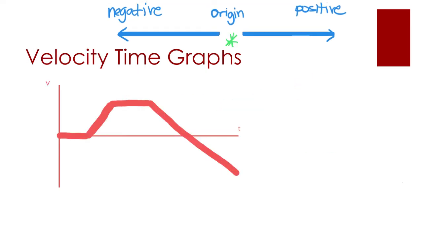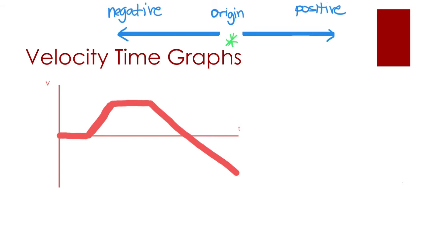Okay, so let's move on to velocity time graphs. And remember, this would be better to say velocity time graphs than speed time graphs because we are talking about direction. Just remember, a positive velocity means it's moving in a positive direction. A negative velocity means it's moving in a negative direction. It doesn't tell us anything about where it starts, only which direction it's moving.